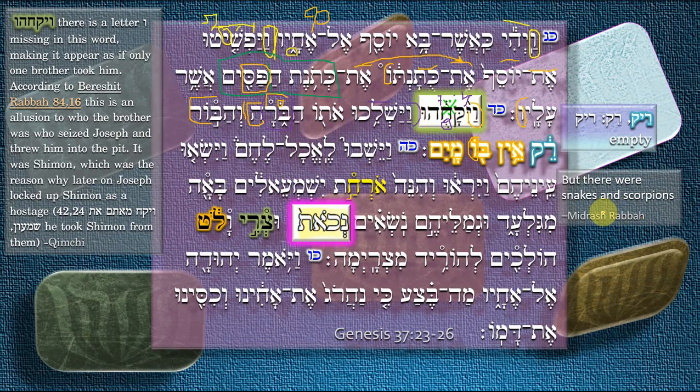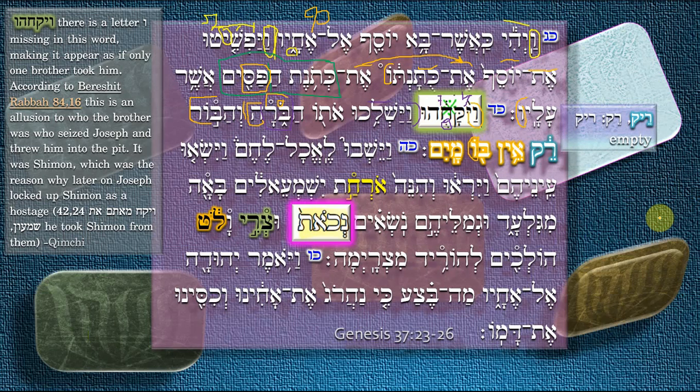Midrash Rabbah, this Parashat Vayeshev, tells us, but there were snakes and scorpions. So that's the tradition. The tradition says there's no water, but there were snakes and scorpions. Interesting. And I believe it's Nachmanides who actually expands on that. He takes a little bit of issue with Midrash Rabbah there.